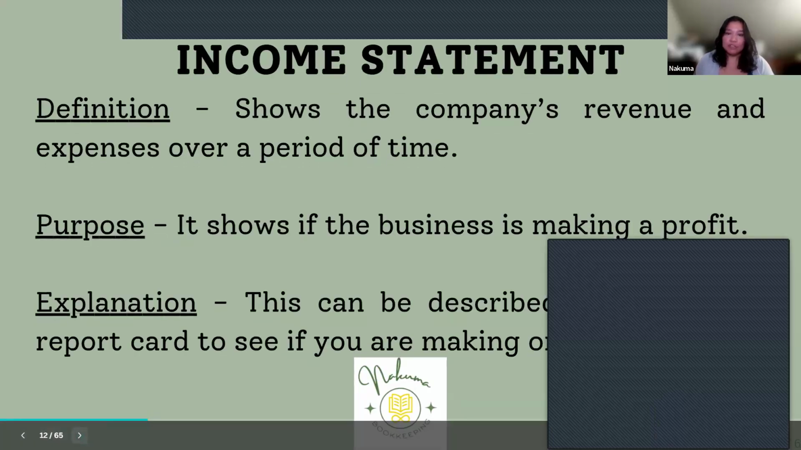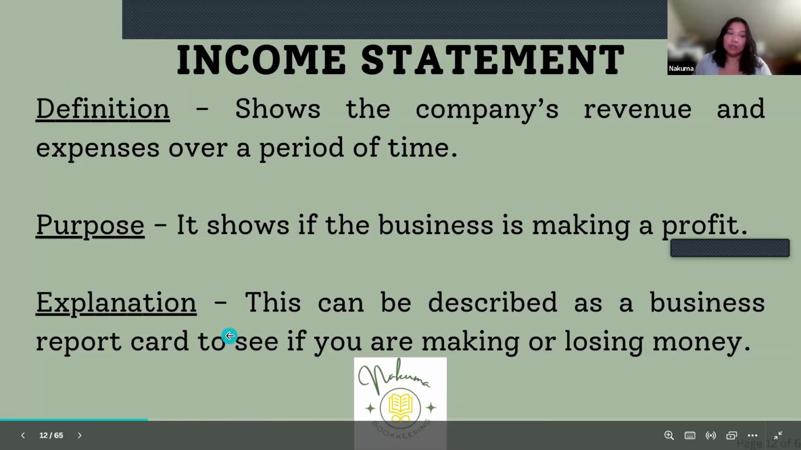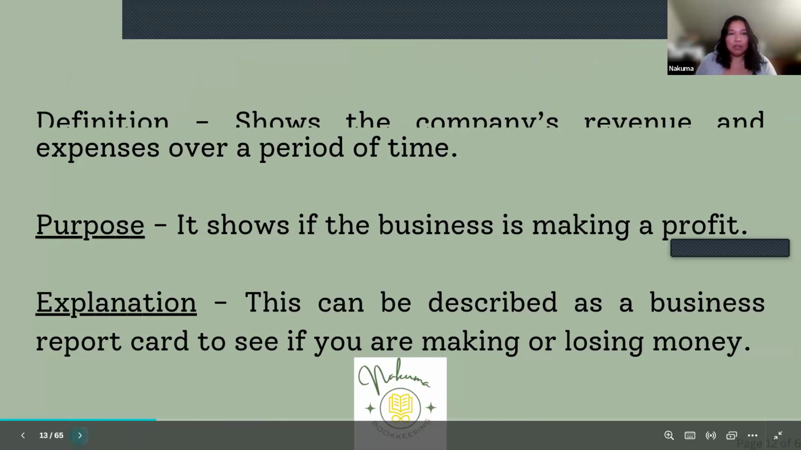One of the biggest financial statements is the income statement. This shows the company's revenue and expenses over a certain period. The purpose is to show whether the business has a profit. It can be described as a business report card to see if they're making or losing money. An income statement is one of the more common statements that are given. I have a few more of those.